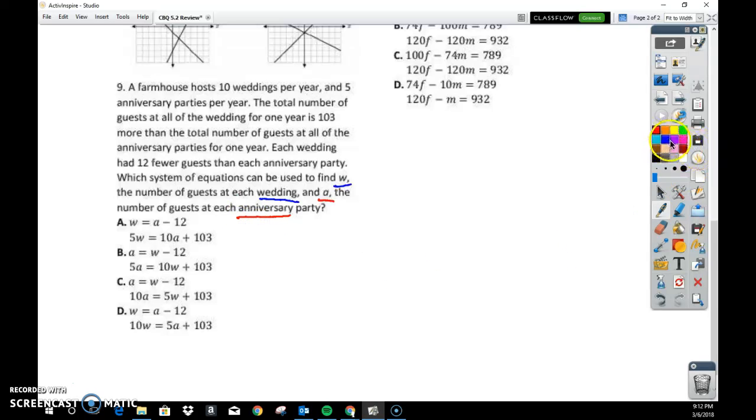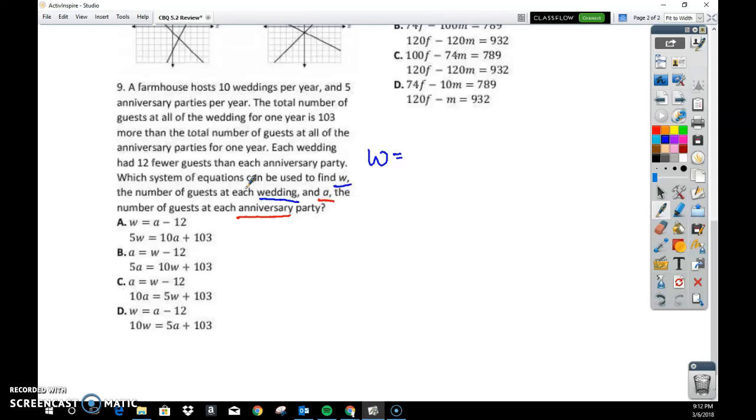Okay, so I'm going to start off with that second part. Each wedding had 12 fewer guests than each anniversary party, right? So that would mean the wedding is equal to, and then 12 fewer guests than each anniversary party, right? So let's say I had 15 apples, right?